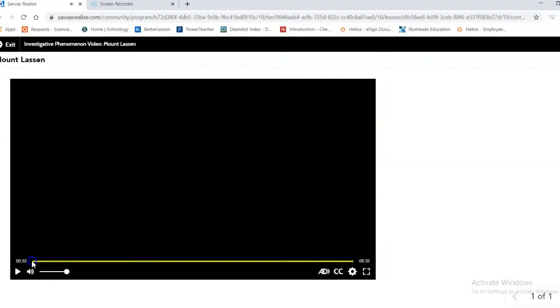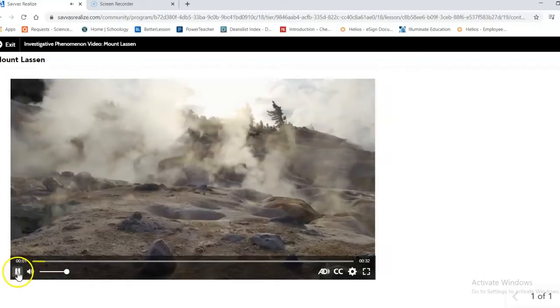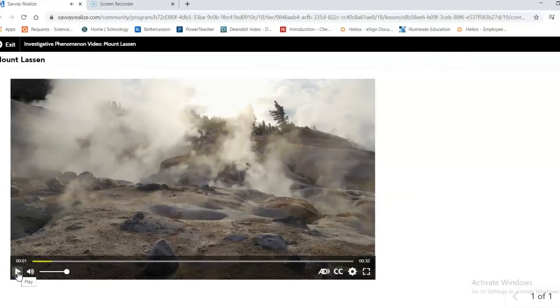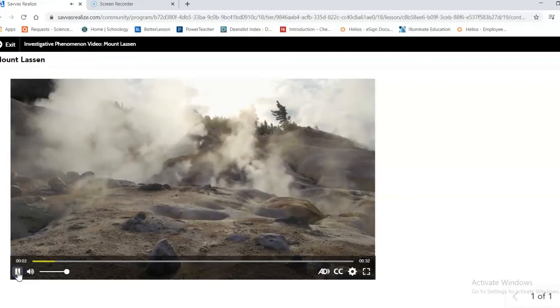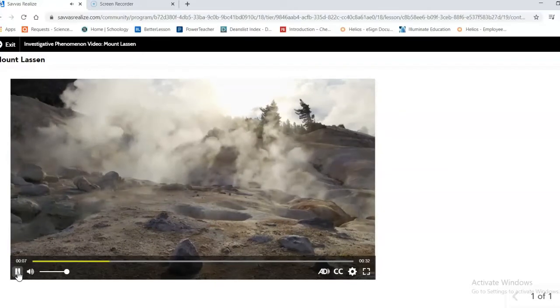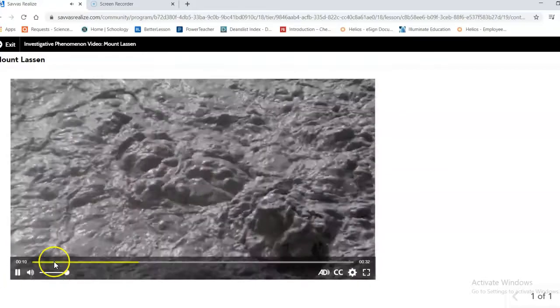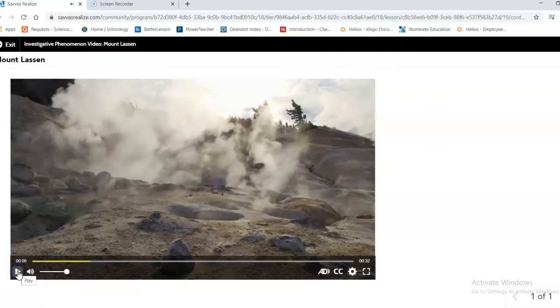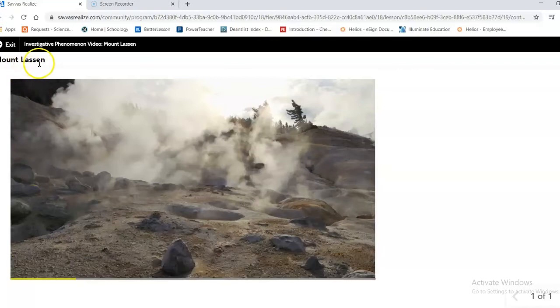Alright, so now you can make observations about a lot of things, so you need to try to focus on the topic at hand, which in our case is heat within the earth. A few observations I notice here is that the smoke is coming from the ground, but it's actually coming from the crevices in the ground. So it's not coming from the dirt itself or the rocks itself. It's coming from crevices in those rocks. Also notice the title. You may or may not be able to see the title of the video is Mount Lassen.